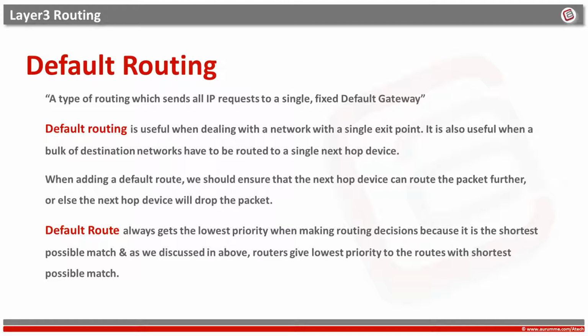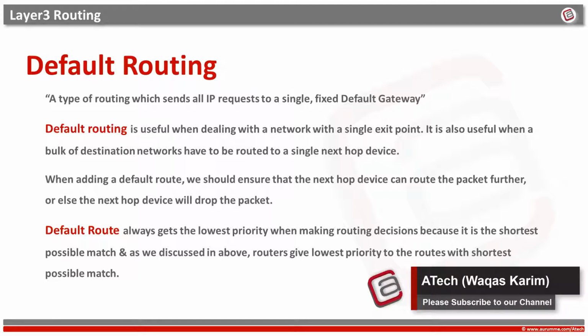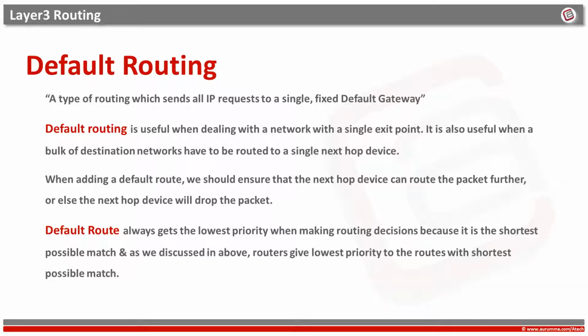Default routing is a subtype of static routing which we will discuss shortly. Default routes and default routing are useful when dealing with a network with a single exit point. It is also useful when a bulk of destination networks have to be routed to a single next hop device or a router. When adding a default route, we should ensure that the next hop device can route the packets further. Otherwise, the next hop device will drop the packet and the whole idea of default routing will fail.